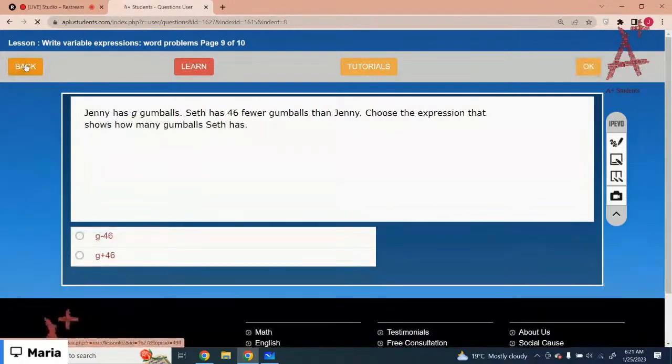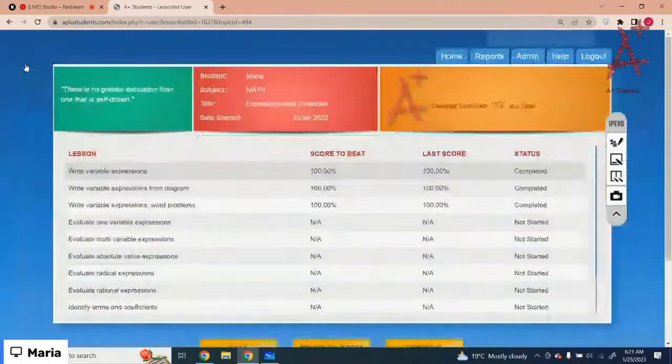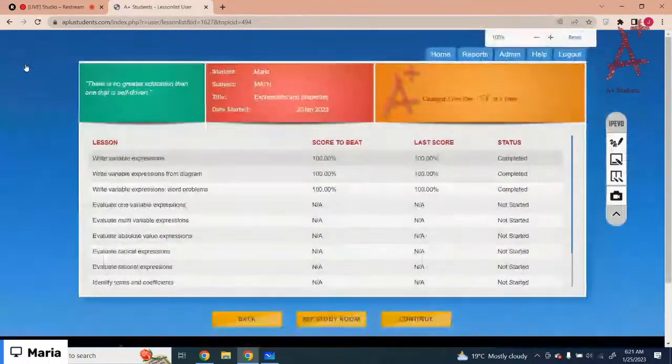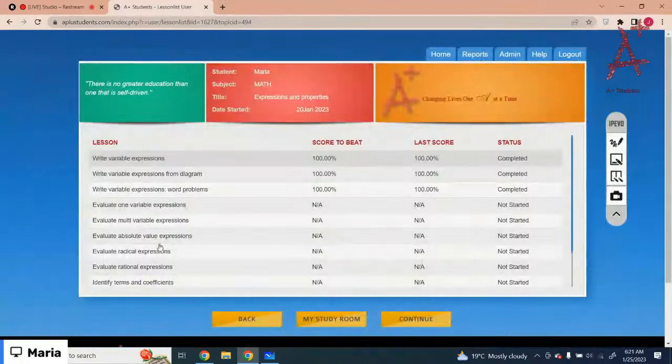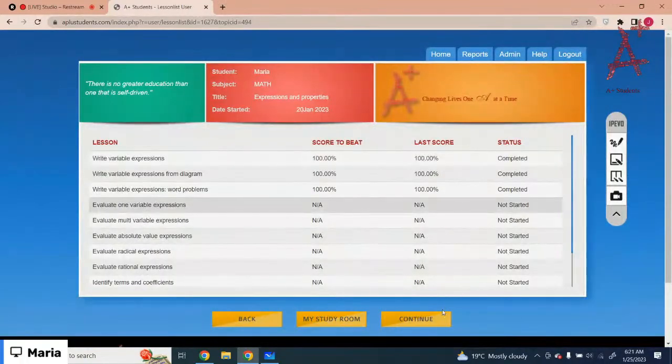Very good. Okay, you can complete the test by yourself later today. Let me just move on to the next lesson. The next lesson is evaluate one variable expressions.